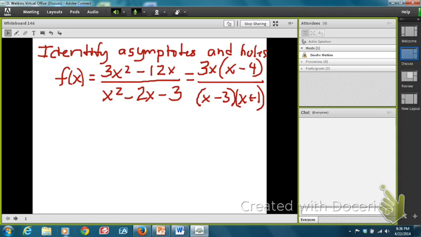All right, now the first thing you can tell is that you're not going to have any holes because you don't have anything that cancels out. There's not a common factor in both the numerator and the denominator. So the first thing you see is that you have no holes.